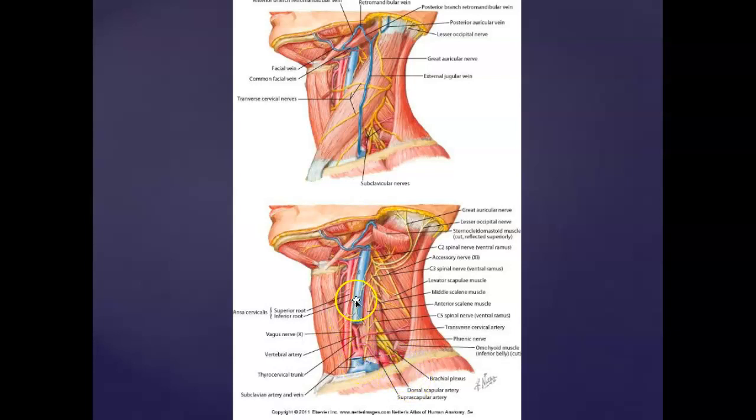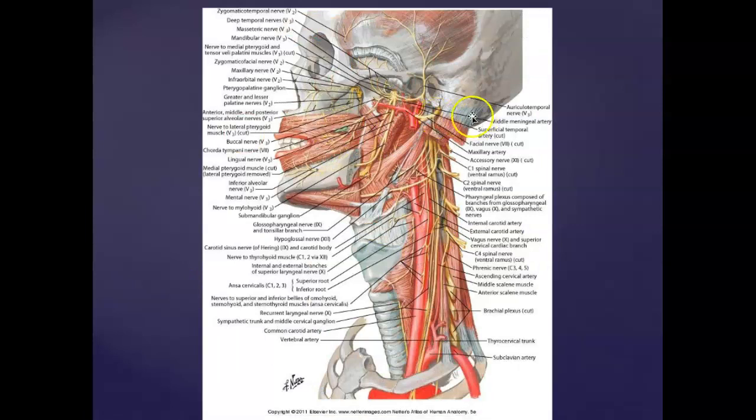Ansa cervicalis comes off of the cervical spine, higher up, as well as the hypoglossal nerve, which is going to come down. Here's the hypoglossal coming down into the tongue. Here's a better shot of that. Hypoglossal coming in through that hypoglossal canal, ansa cervicalis coming towards the front to supply these strap muscles. Remember the strap muscles coming to the hyoid.